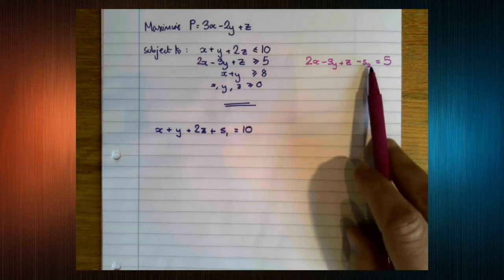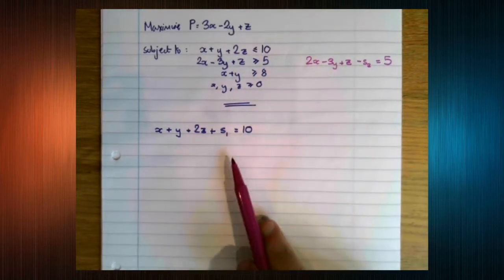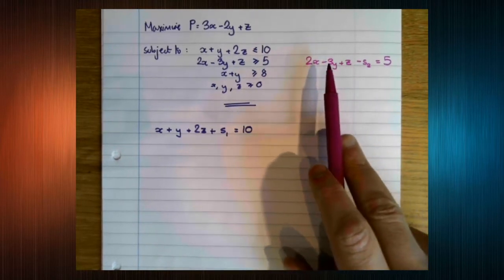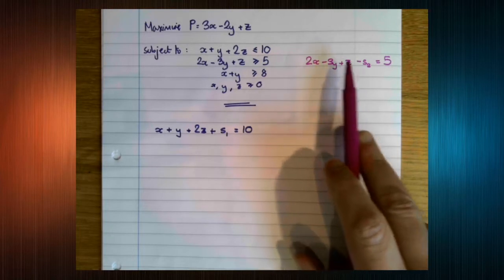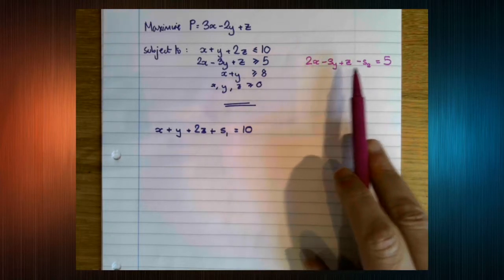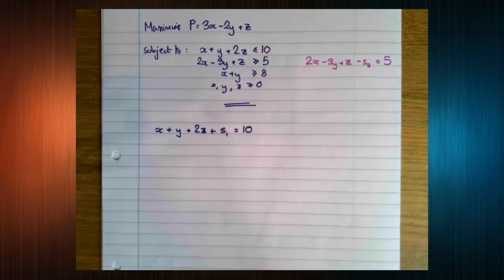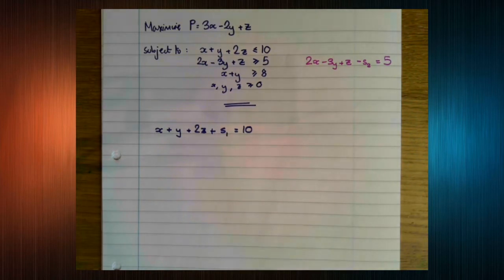This is called a surplus variable. This is slack. This is surplus. The problem with this is, if x, y, and z are all equal to 0, we get s2 equals minus 5. Now, all of our extra variables have to be greater than or equal to 0, which is a problem. So what we do is we then introduce another variable.